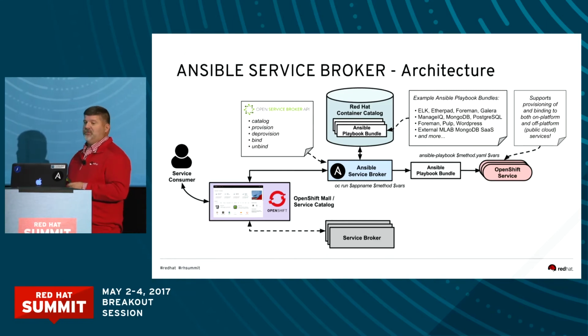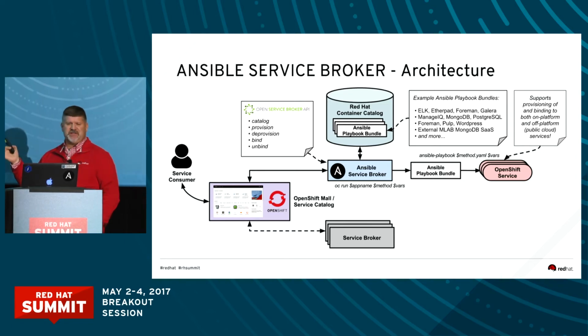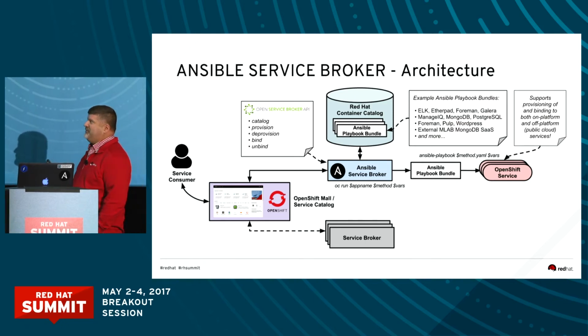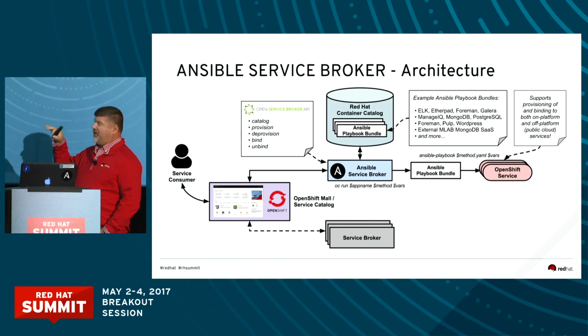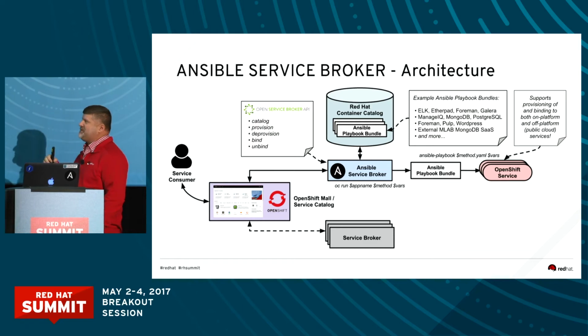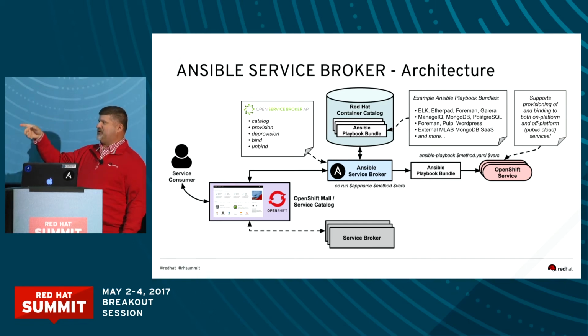So a picture may help. We'll start at the top here in the middle. There's a box called Red Hat Container Catalog. It could really be any image registry that you have. The Ansible Playbook bundles, or what we call APBs for short, are these meta containers that contain this grouping of playbooks. The Ansible Service Broker is going to discover these APBs and make those available to the service catalog, thus showing services or applications in the UI.